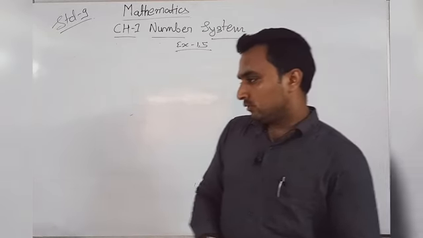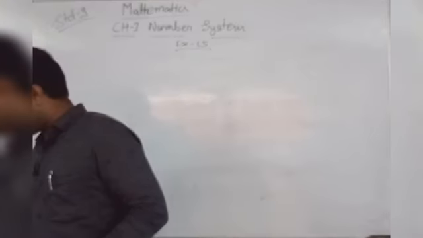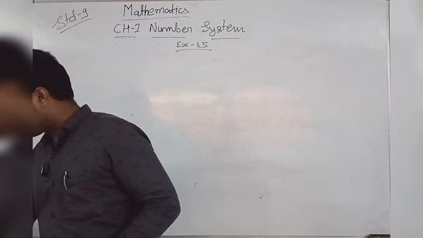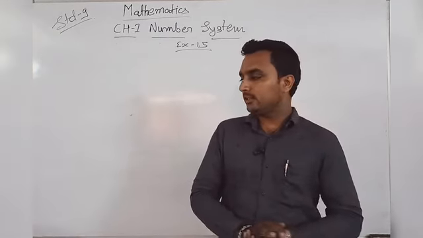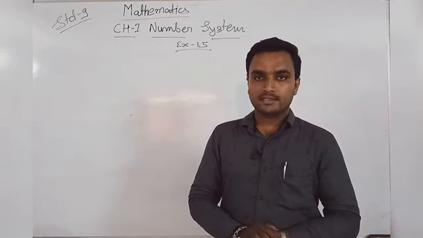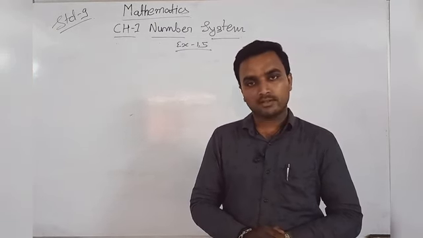And in 1.3 also, one or maybe two sums were remaining. No, it is completed, okay? Your 1.3 is completed and 1.5 is remaining, so we can do it in further classes, okay?